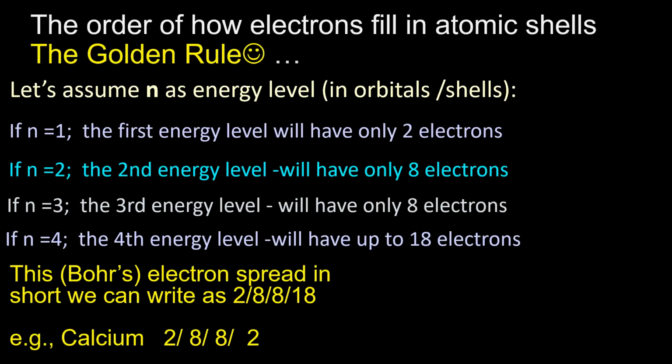Now 8 plus 2, already 10 electrons gone. So from calcium's 20, what is left is another 10. That 10 can be spread with the third shell having 8 electrons. And then what is left is only 2 electrons in its outer shell, the fourth shell.